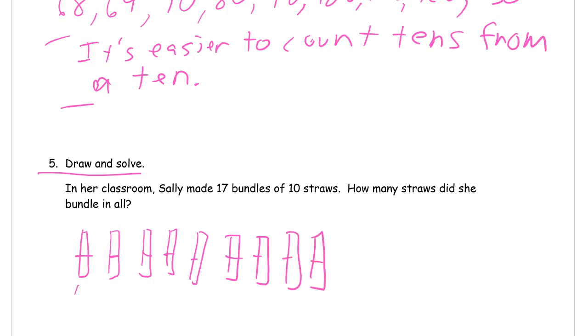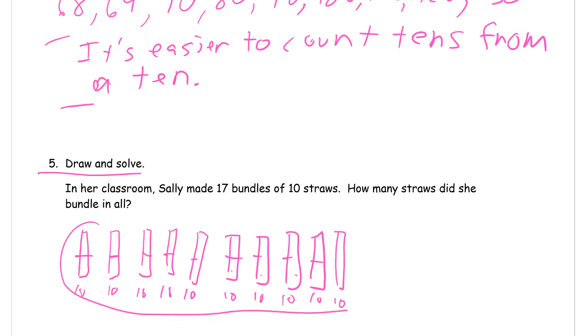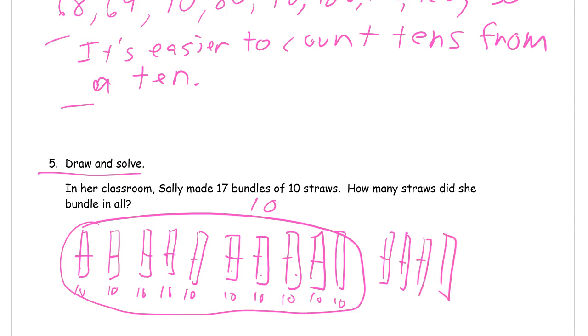Now, how many of these do I need? It's 10, 10, 10, 10. 1, 2, 3, 4, 5, 6, 7, 8, 9, 10. So that's 10 tens right there. I'm going to circle that. And I need 7 more for 17 bundles of tens, right? 1, 2, 3, 4, 5, 6, 7. And that's 7 tens.